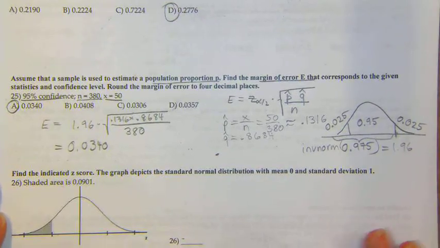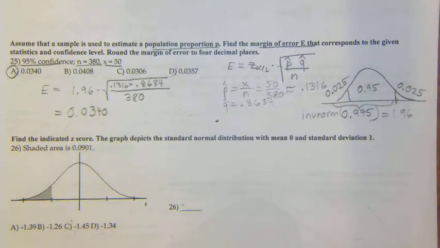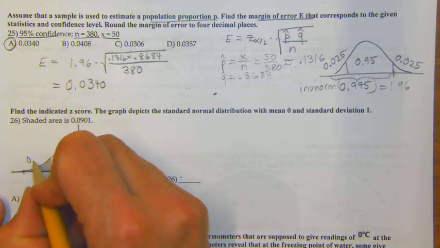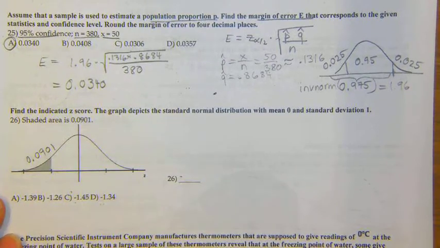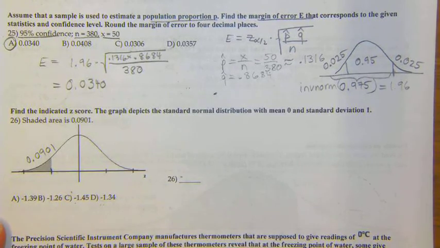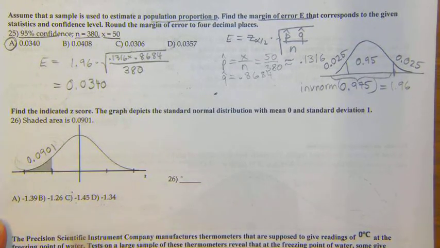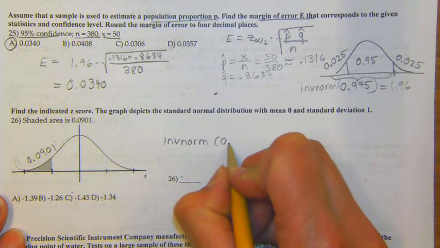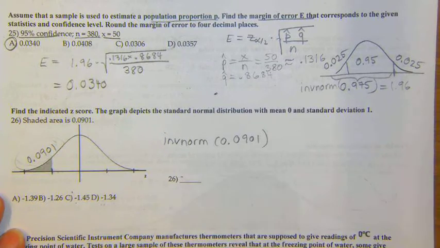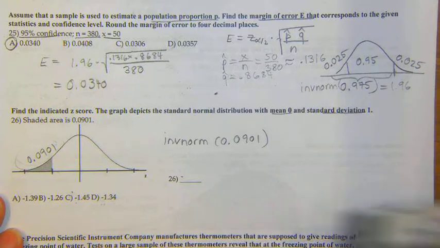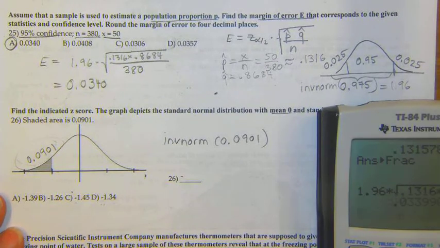Alright, I'm almost off the page right here. Okay, going on to question number 26. It says the shaded area is 0.0901. Okay, this time we have an area given. We're trying to find an associated z-score. So finding the z-score, we're going to have to use the inverse norm of 0.0901. It is a standard normal distribution with mean 0 and a standard deviation of 1, so we don't have to make any adjustments there.